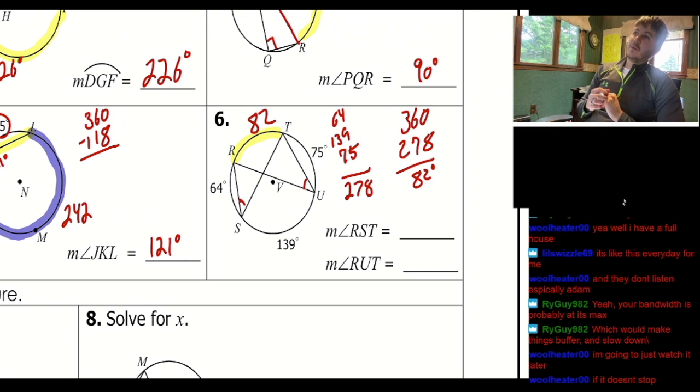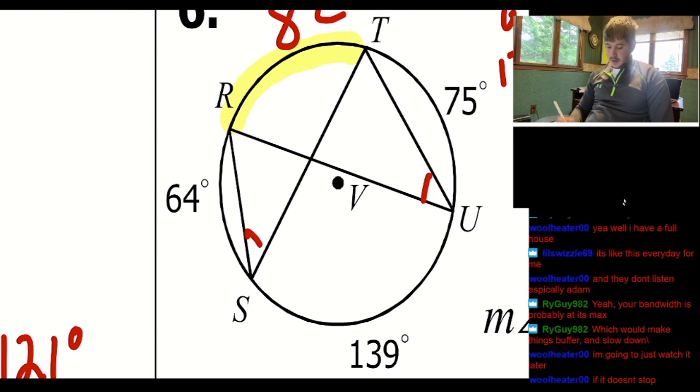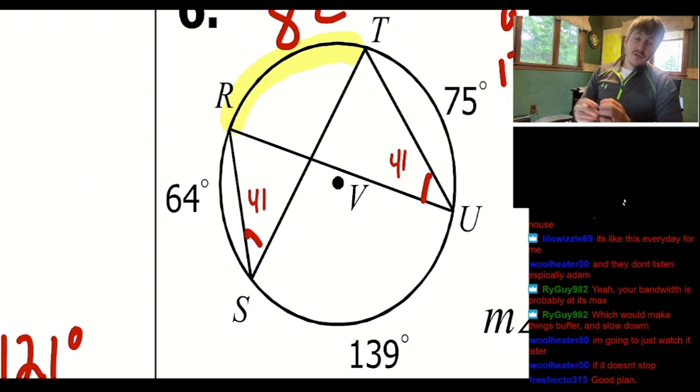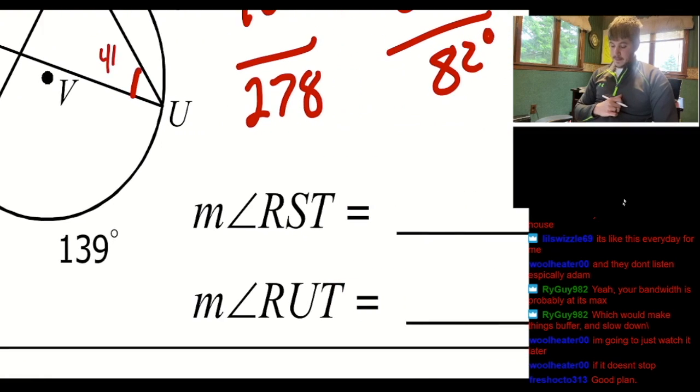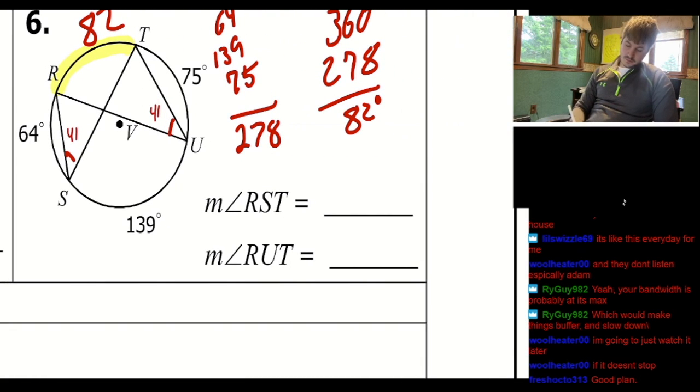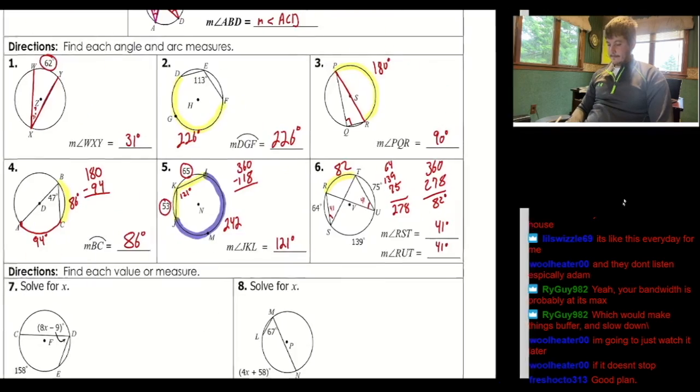And then lastly, what we need to do is just cut that in half to get those two angles in here. So each one of these is 41 degrees. Again, they're intercepting the same arc. We knew they were going to be congruent. So 41 degrees, 41 degrees. All right.